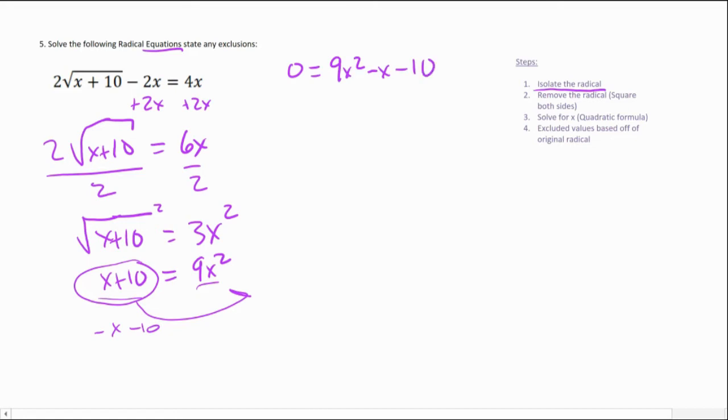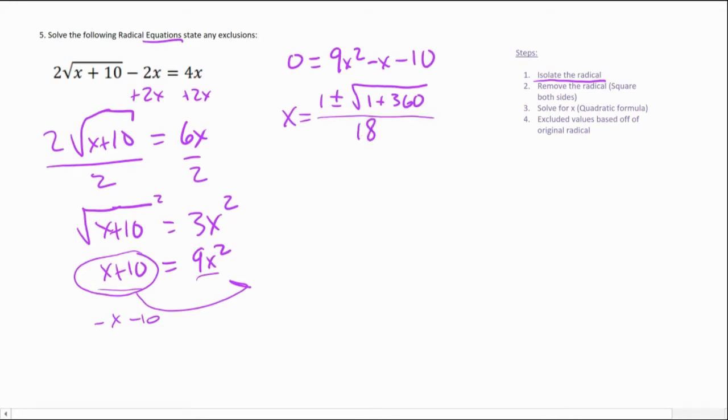Now we could factor, or I'm going to go ahead and use the quadratic formula to find my two values. So x equals negative b plus or minus the square root of b squared minus 4 times a, which is 36, times c, which is negative 10. So that gives me 360 here, all over 2a, which is 18. So now we have 1 plus or minus the square root of 361, which although that looks ugly, it's really nice and beautiful. And it tells us that that is plus or minus 19 over 18.